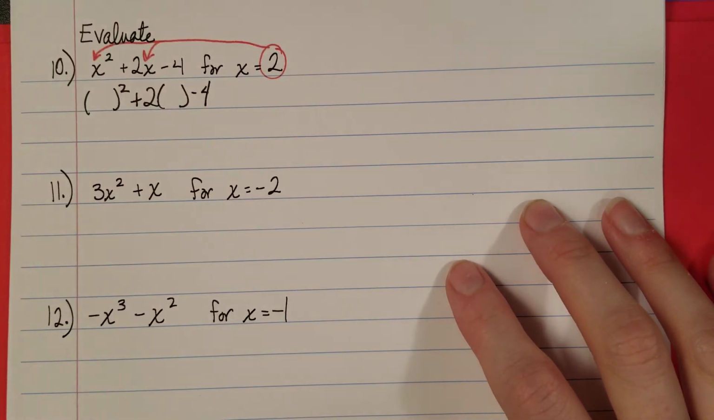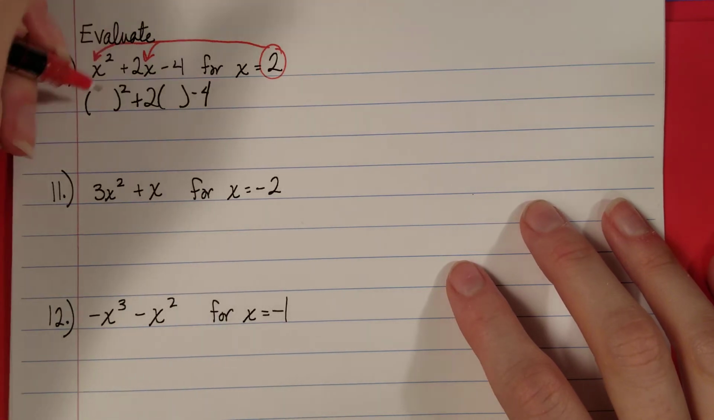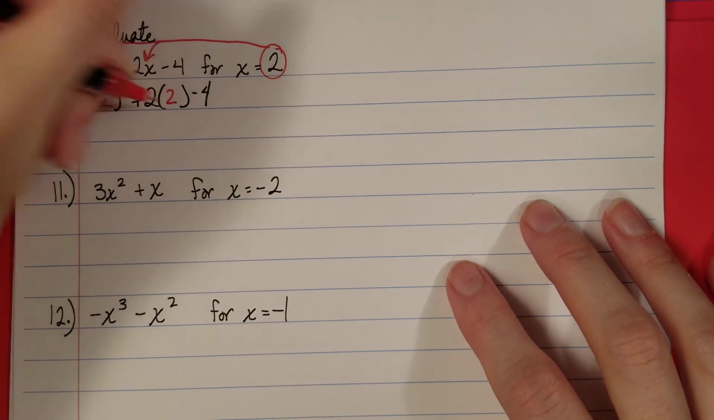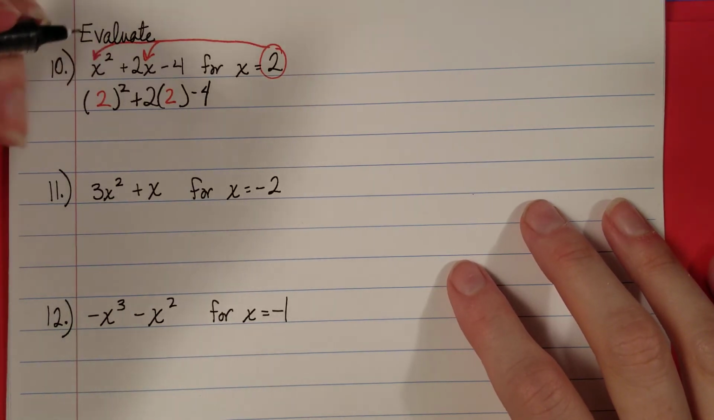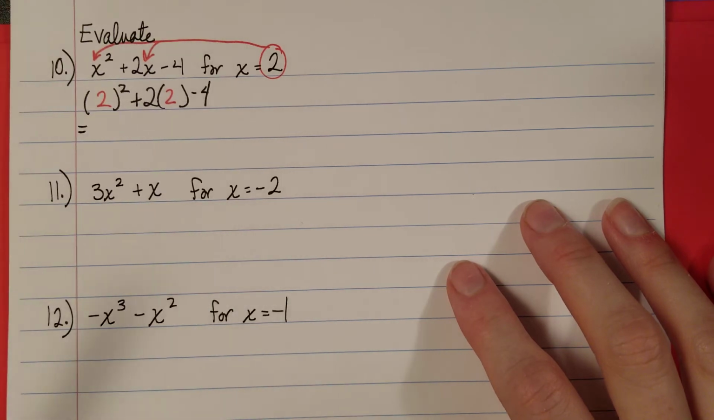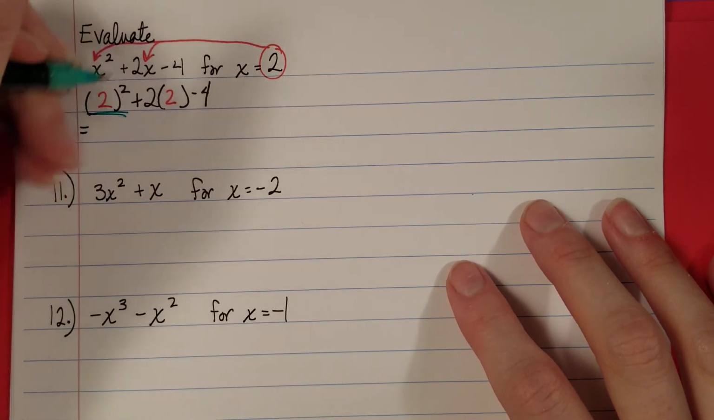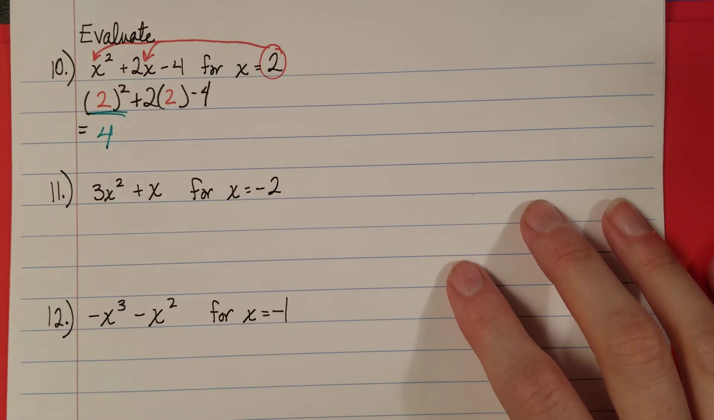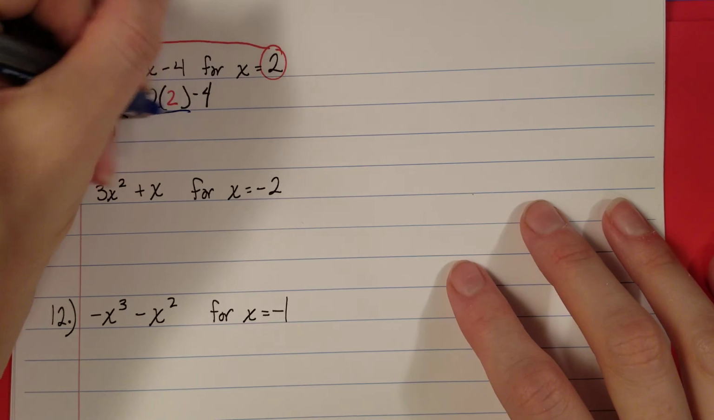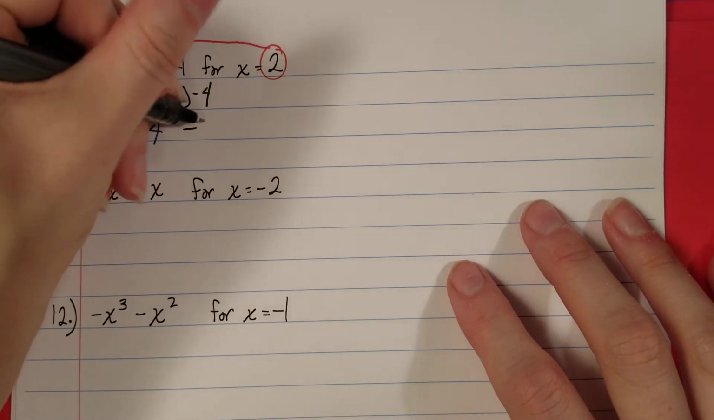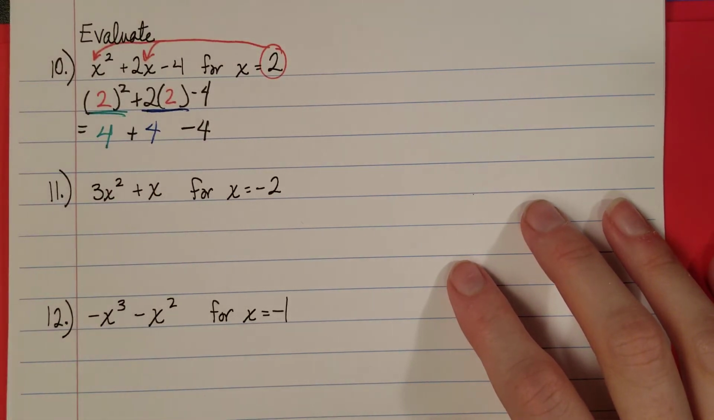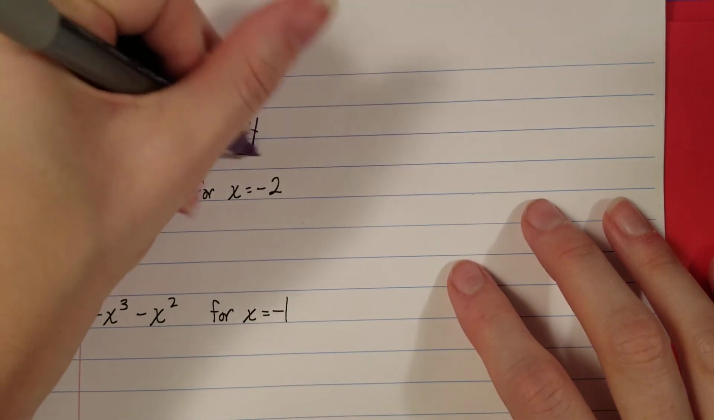Okay, so when I plug the 2 in, I'm gonna have it in parentheses in place of the x. So it's gonna be 2 squared plus 2 times 2 minus 4. Okay. So 2 squared, that's 2 times 2, so that's 4. And then plus, that's 2 times 2, so that's 4. And then bring down the minus 4. So 4 plus 4 is 8. 8 minus 4 is 4. So the final answer is just 4.